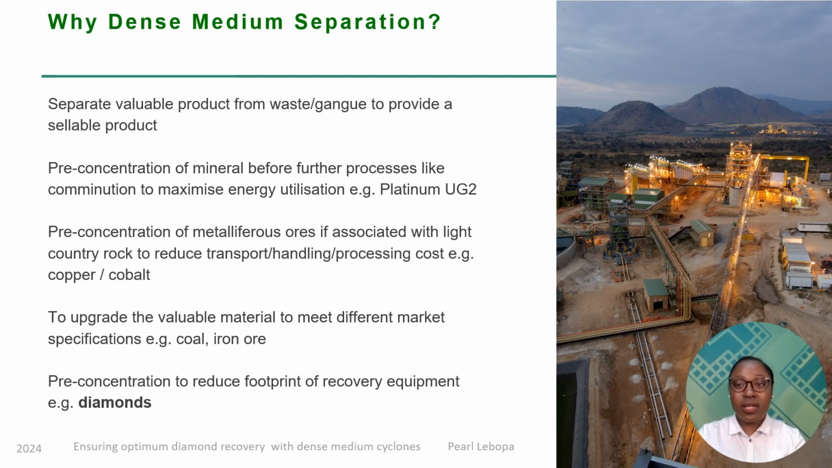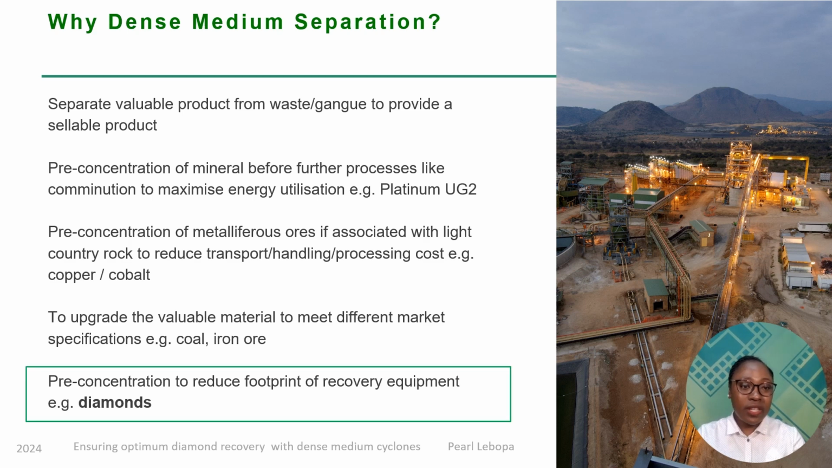In the mineral processing extraction process, we can use dense medium cyclones predominantly to remove unwanted impurities from the sellable product. We also have industrial mineral beneficiation where a dense medium cyclone can either be used as a final extraction method or as a pre-concentration method, such as our diamond application.